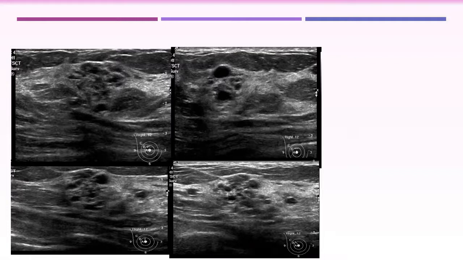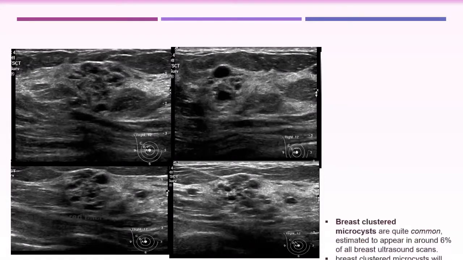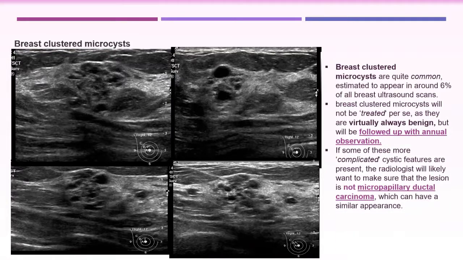What do you call it? Multiple small cysts in the same area. Fibrocystic, yes, or microcysts. Clustered microcysts. We call it clustered microcysts in a case of fibrocystic. This is a case of fibrocystic, and we have to make sure these are not complex, that they are pure cysts.